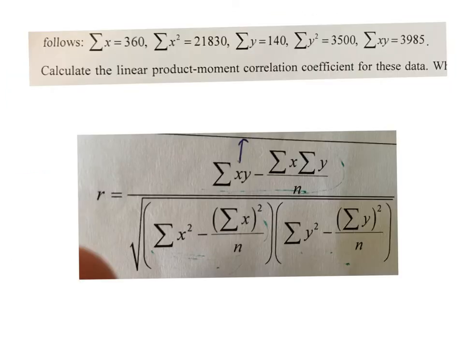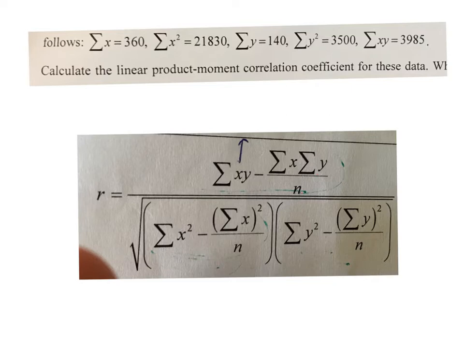There is a formula that's presented as follows. If you observe in MF26, r is given as the summation of xy minus the summation of x times the summation of y over n, over the square root of the summation of x squared minus the summation of x all squared over n, and so on. This is the formula from MF26, and that is basically what we will use here.